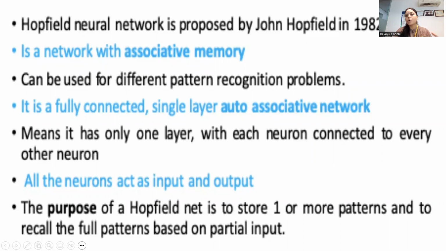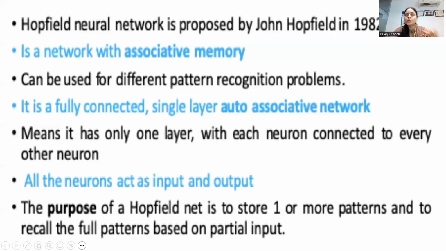We are talking about feedback networks, recurrent networks, and content addressable networks, in which we are discussing the Hopfield neural network, proposed by John Hopfield in 1982. It is a network with associative memory. What is associative memory? What is the role of associative memory? What are the associative neural networks? We will discuss it in the coming sessions.